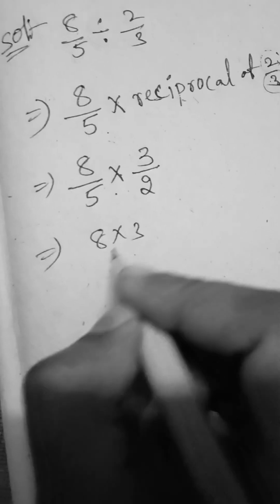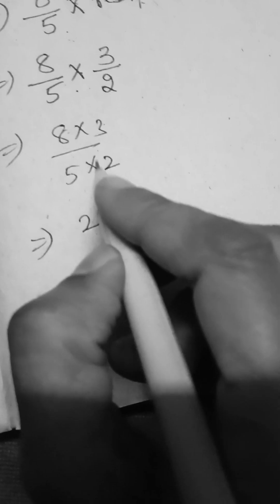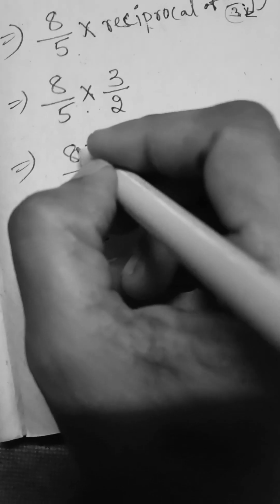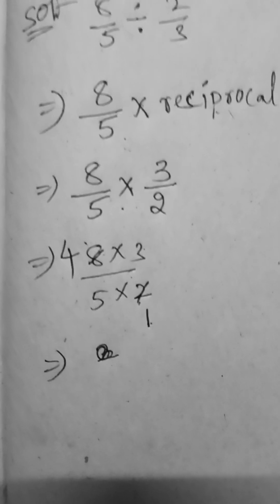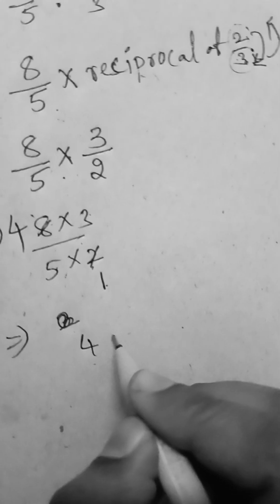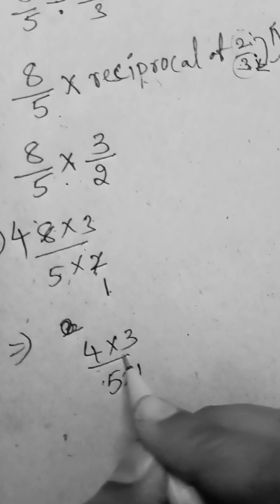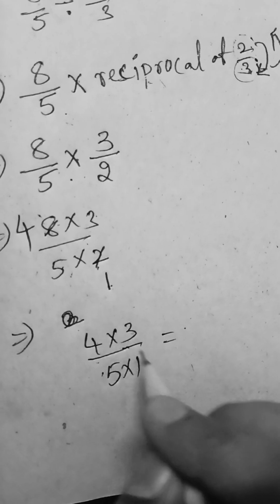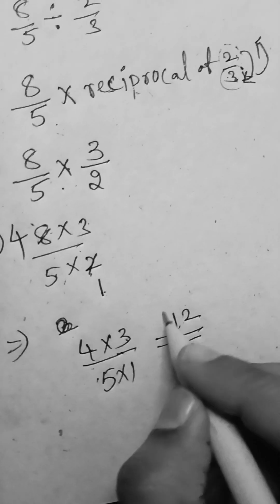Now 8 into 3, 5 into 2. 8 3s are 24. Otherwise you can do cancellation here. 2 1s are 2. Between numerator and denominator you have to do cancellation. 2 1s are 2, 2 4s are 8. So next term here, any cancellation is there? Numerator, denominator? No cancellation. Now what are the remaining values? 4 into 3 divided by only 5. 5 into 1 means only 5. So what is the rational number? 4 3s are 12, 5 1s are 5. Now this is the answer.